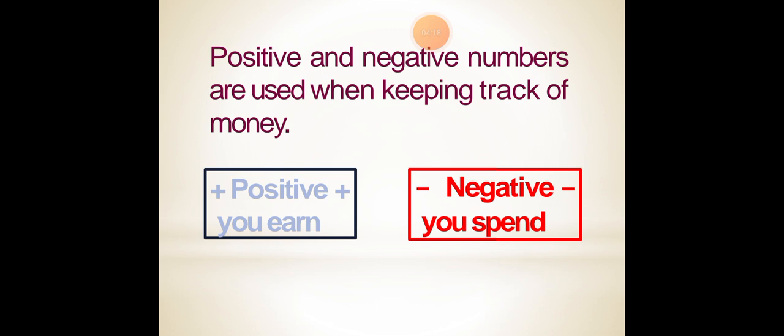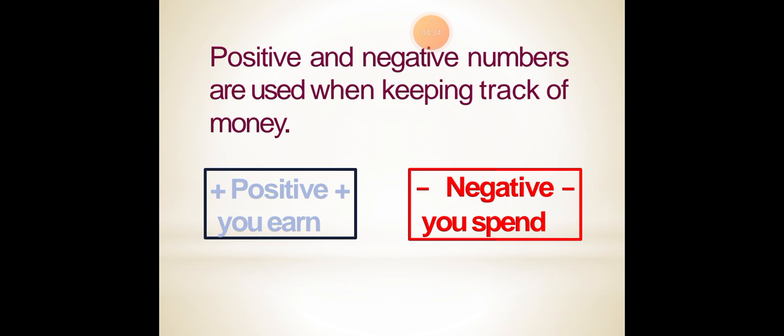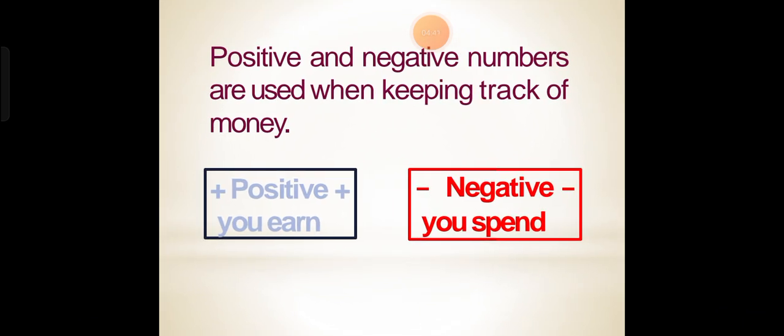So positive and negative numbers are used when keeping track of money. When you are tracking your money, if you earn money, it's positive, and if you spend money, it's negative. Withdrawal of money, deduction of money, or taxes, that is always in negative form. And when you earn money, when you put money in your ATM, in your debit card, credit card, that's your positive charge.